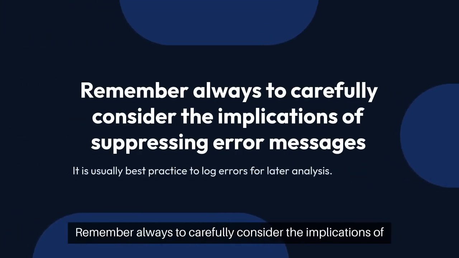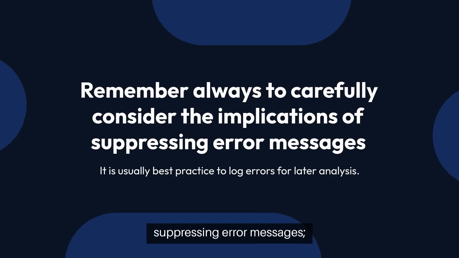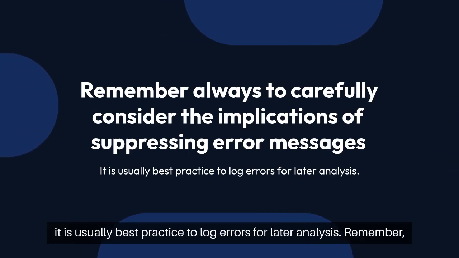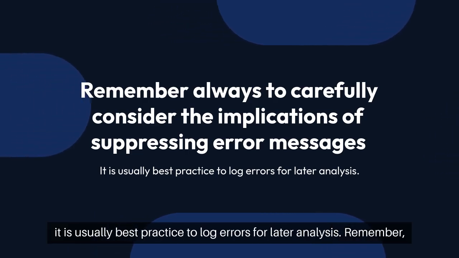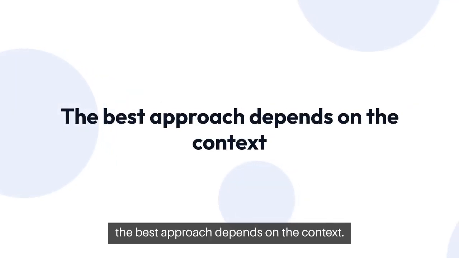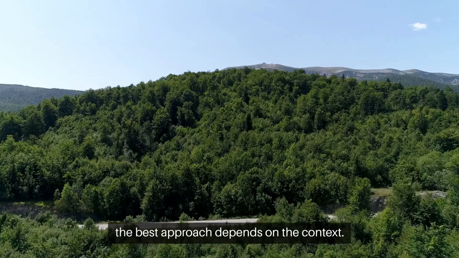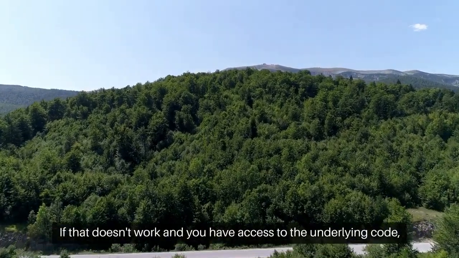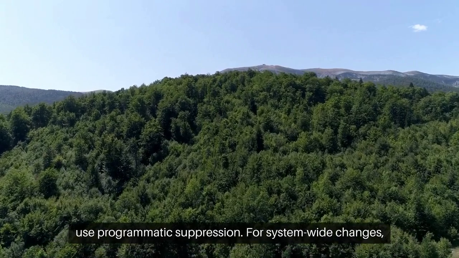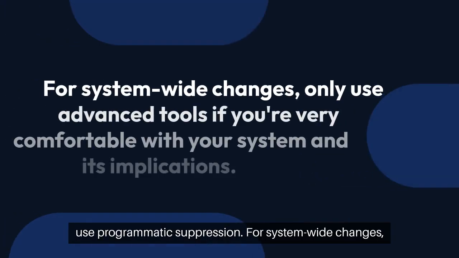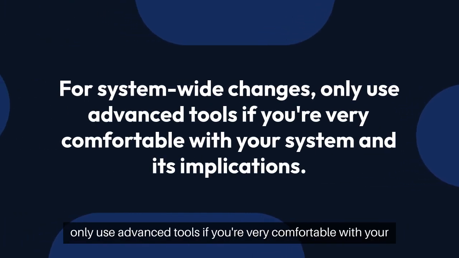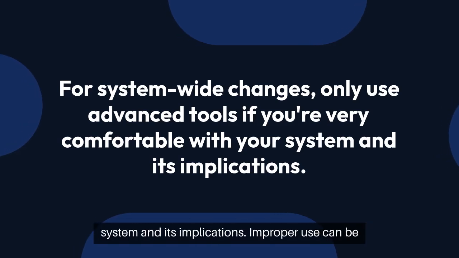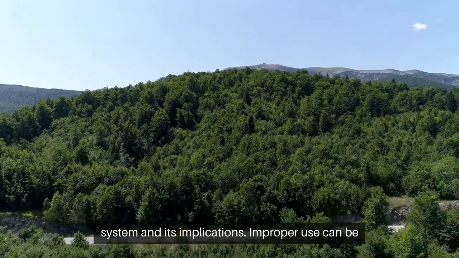Remember always to carefully consider the implications of suppressing error messages. It is usually best practice to log errors for later analysis. Remember, the best approach depends on the context. Start by checking application settings. If that doesn't work and you have access to the underlying code, use programmatic suppression. For system-wide changes, only use advanced tools if you're very comfortable with your system and its implications. Improper use can be harmful.